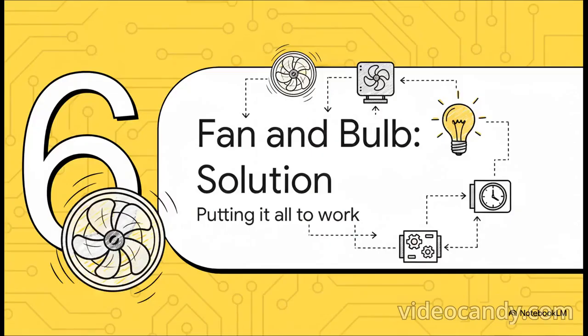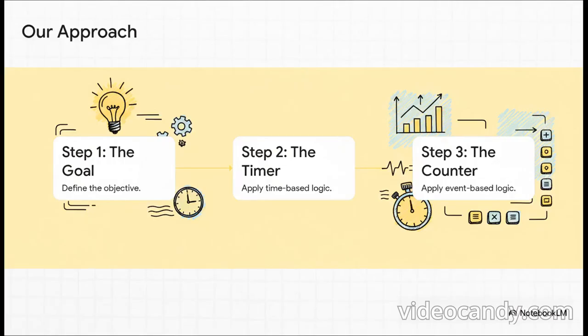All right, time to bring it all home. Let's circle back to our original challenge with the fan and the warning light and see how we can build a perfect solution with these tools. We're going to do this in 3 easy steps. First, we'll lock in our goal. Then we'll build the logic for the timer, and then the logic for the counter.